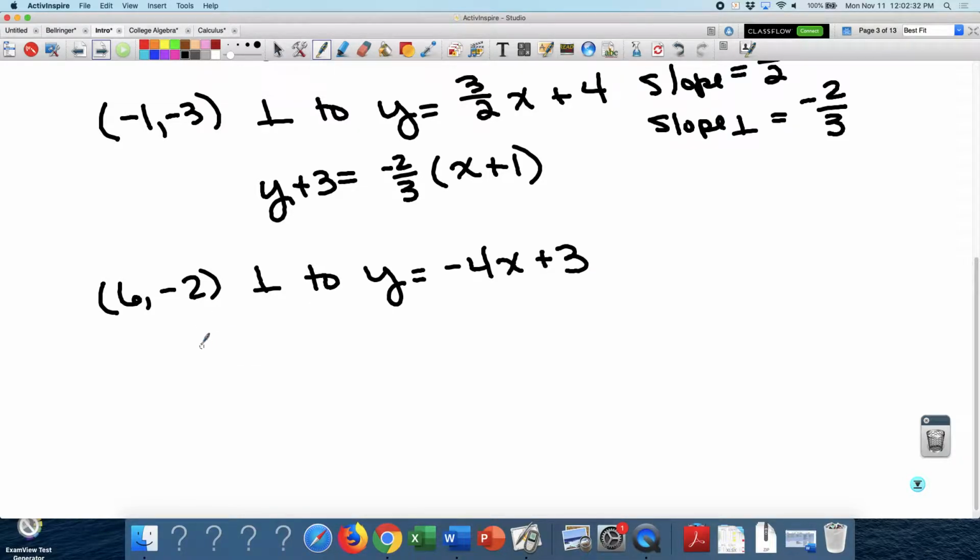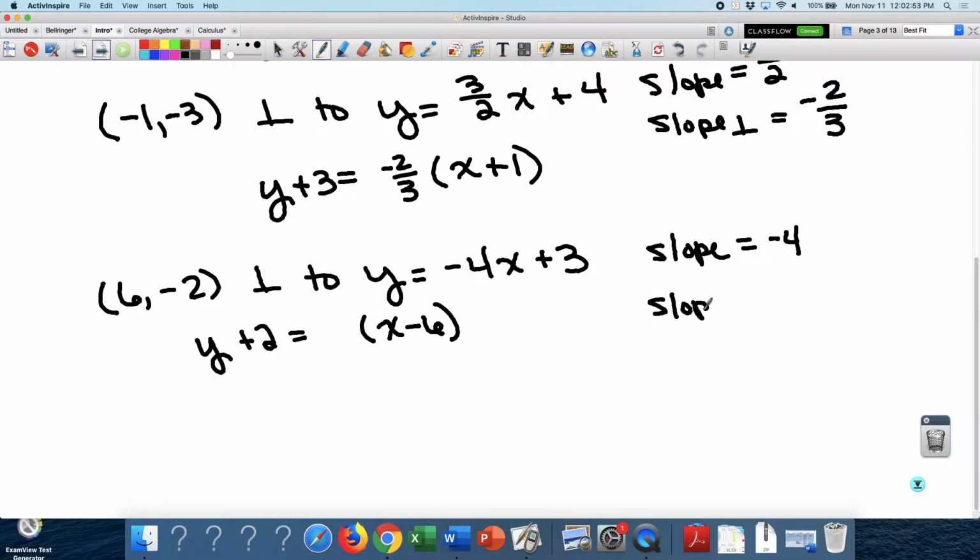Okay, so let's write y minus y1. What's going to go here? Plus 2. Leave a space for your slope. What's going to go in here? Okay, so what is the slope of this line right here? 1/4. No, -4. What is the slope of my perpendicular?